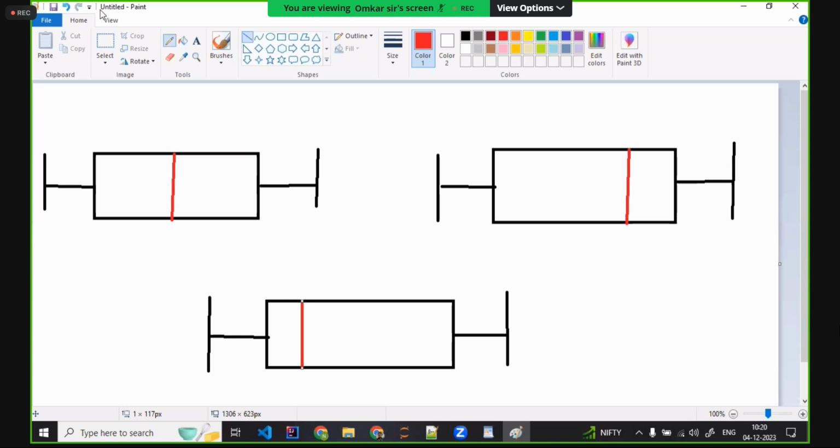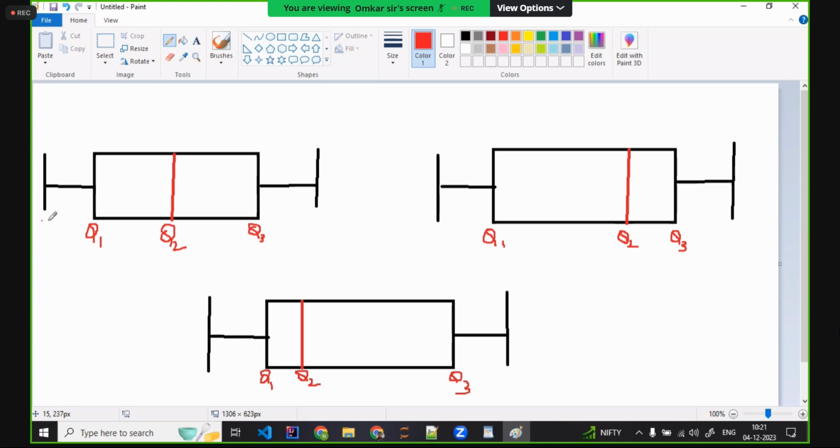So here you know the values now. Here is Q1, here is Q2, here is Q3. Here is Q1, here is Q2, here is Q3. Here is Q1, here is Q2, here is Q3. Now tell me which one is skewed. This one is skewed, and this is no skew. This is no skew.